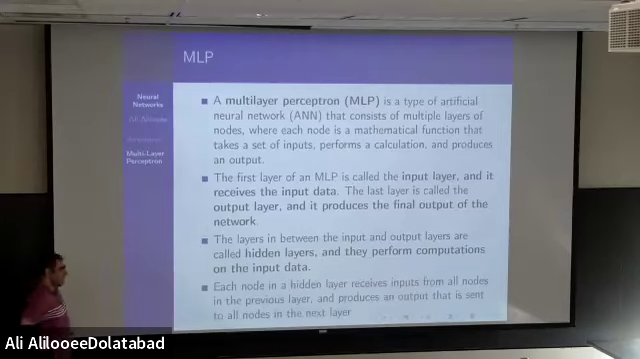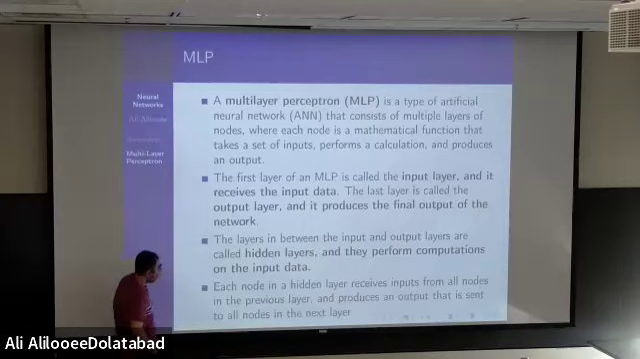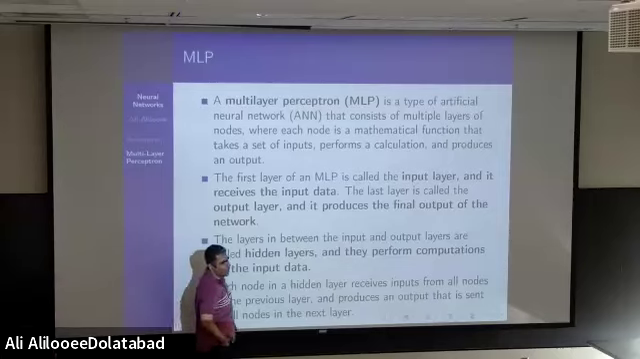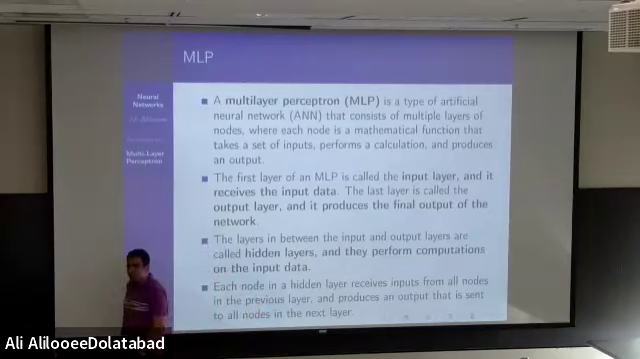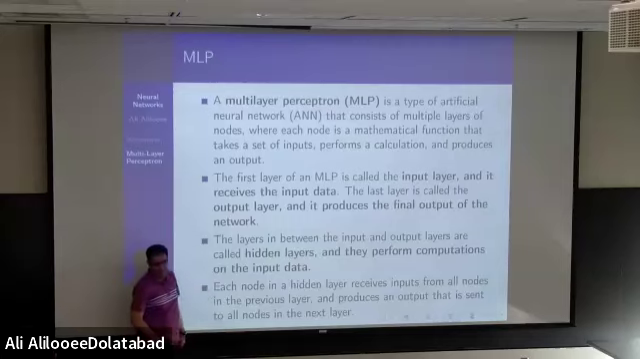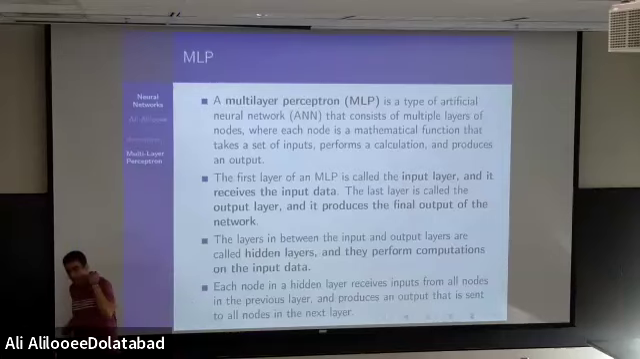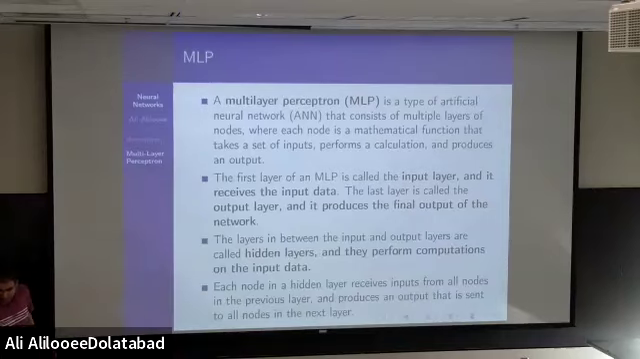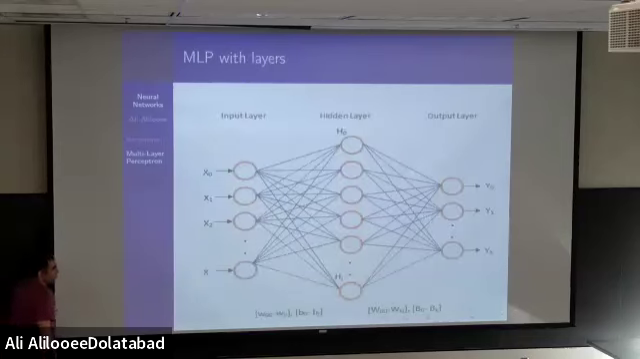Each node in the hidden layer receives inputs from all nodes in the previous layer. This is very important to understand. These kinds of models that we are learning in this class are called fully connected. The reason that these models are called fully connected comes from this fact, that as you can see, every layer will receive information from all neurons in the previous layer.